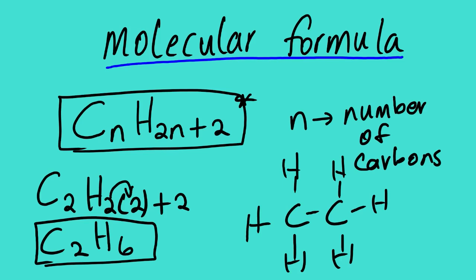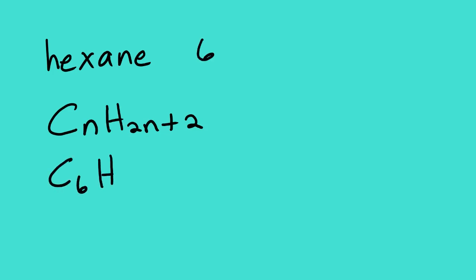Let us look at another example. Suppose you are looking for the molecular formula of hexane and also the structural formula. So remember, the general equation is this. Hexane, we know that it's 6 carbons. So you are going to substitute 6: C6H(2 times 6 plus 2). 2 multiplied by 6 is 12. 12 plus 2, we have 14.